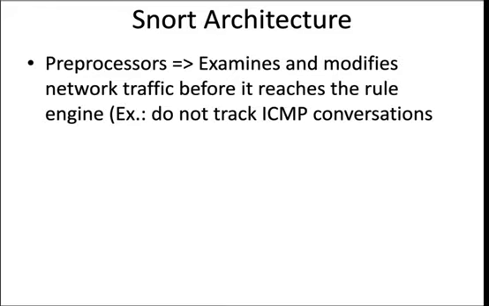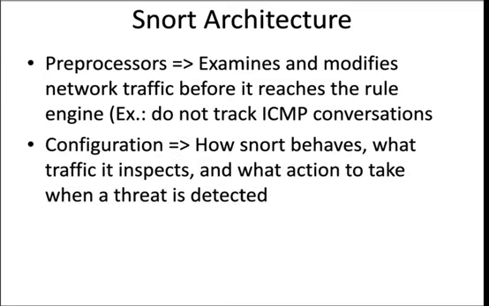The architecture of Snort is it has things referred to as preprocessors. These examine and modify the network traffic before it reaches the rule engine, which we'll talk about. So, for example, if you just consider ICMP packets and conversations noise, you can tell it don't pass that on to the rule processor, just eliminate it. So by modifying it, it doesn't actually modify the packets themselves. It modifies whether you see them or not, would be more accurate.